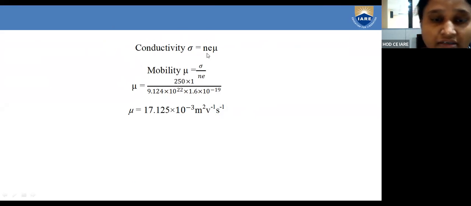Conductivity is given as n e mu. So from this, what is mobility mu? Mu is sigma by n e. Okay, so sigma is 250, and carrier concentration is this much, and charge is this. So we'll get the mobility value like this. The unit is meter square per volt second. This is capital V. Keep it as capital V per volt second.